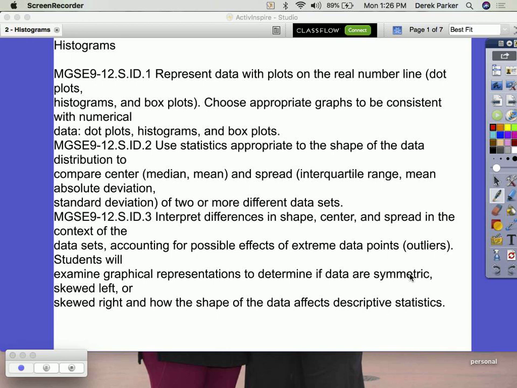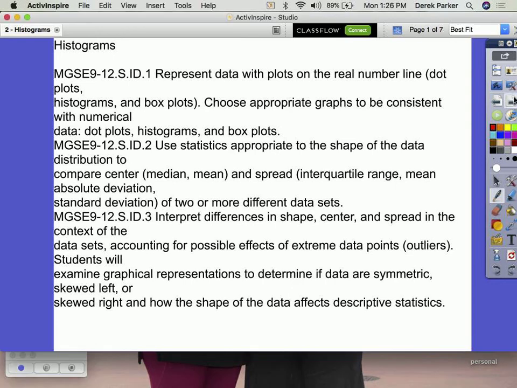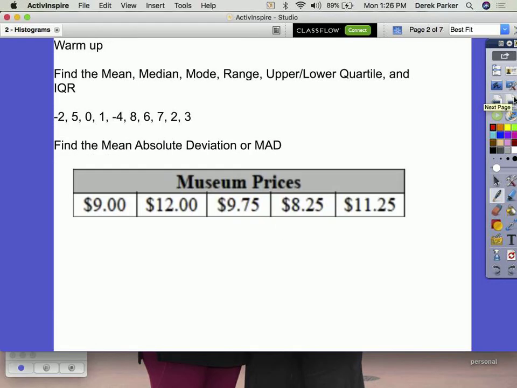Second concept of this unit, we will be dealing with histograms. Okay, here are the standards we are working on. And remember, a histogram is just like a bar graph, except you're dealing with intervals, and the bars always touch. Okay, real quick, find the mean, median, mode, range, upper, lower quartile, and IQR of that data.